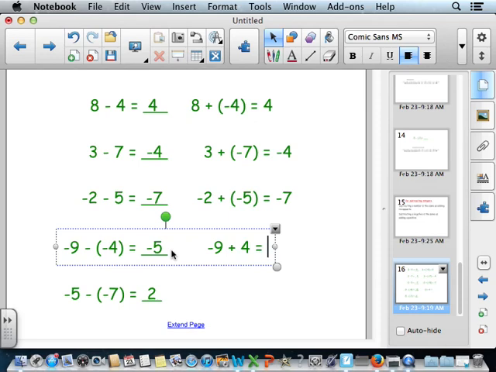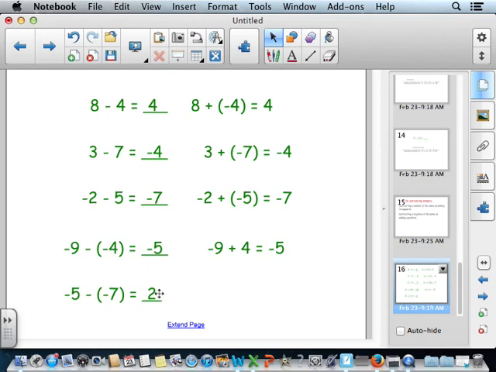Now I'm adding a positive and a negative, so I can take the difference of their absolute values, 9 and 4. The difference is 5, and because the negative 9 has the larger absolute value, my sum will take the sign of that negative number.